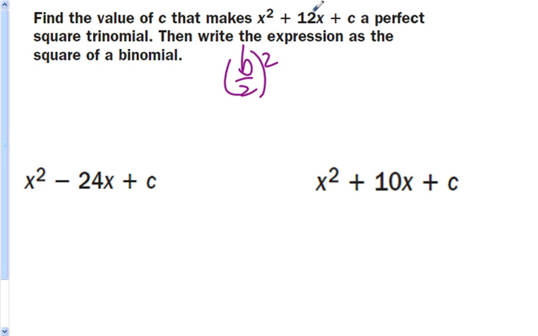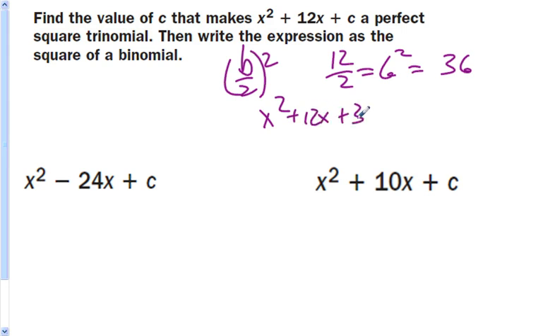So let's look here. The b value is 12. I divide it by 2, I get 6. I square that value, I get 36. So if I take x squared plus 12x plus 36, that should be a perfect square trinomial.